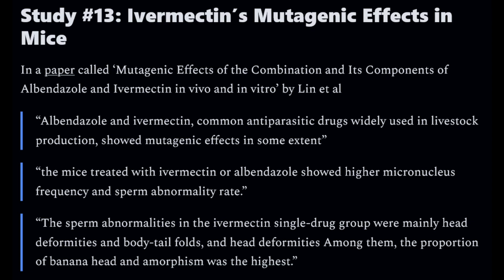Let's go to the next study, which looked at ivermectin's mutagenic effects in mice. The paper was called Mutagenic Effects of the Combination and Its Components of Albendazole and Ivermectin in Vivo and in Vitro by Lin et al. Quote, albendazole and ivermectin, common anti-parasite drugs widely used in livestock production, showed mutagenic effects to some extent. The mice treated with ivermectin or albendazole showed higher micronucleus frequency and sperm abnormality rate. The sperm abnormalities in the ivermectin single drug group were mainly head deformities and body tail folds. Among them, the proportion of banana head and amorphism was the highest.